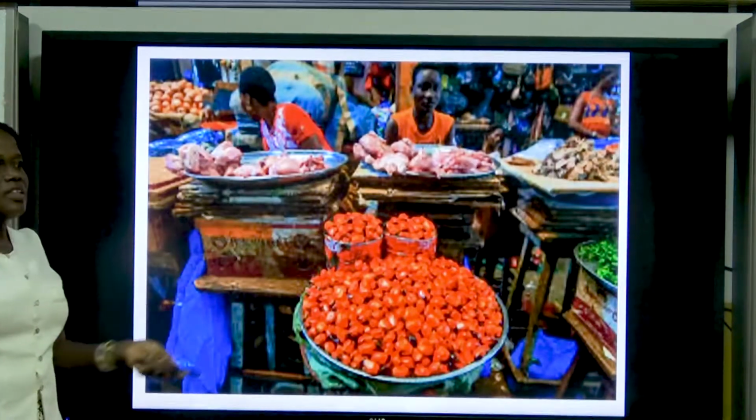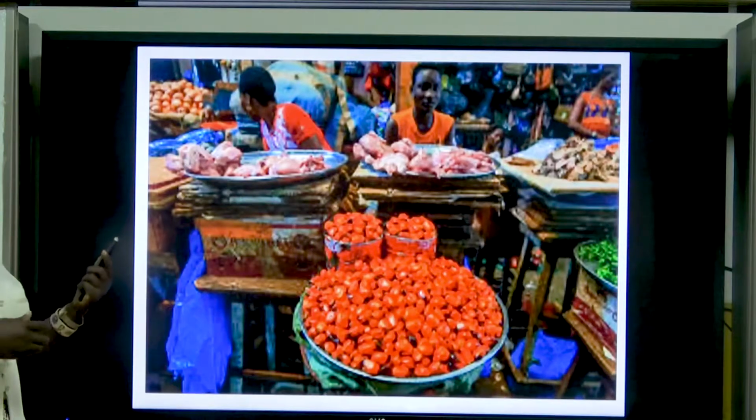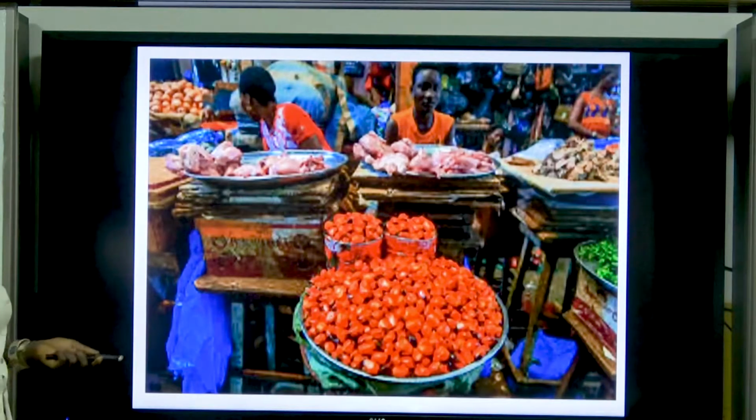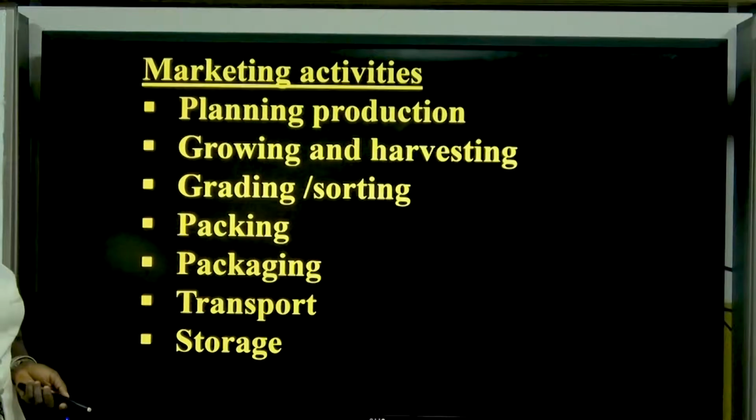Now we say that a market is a place where we go to buy or sell things. Before we say marketing has taken place, all these activities must be in place. Marketing activities must be in place.